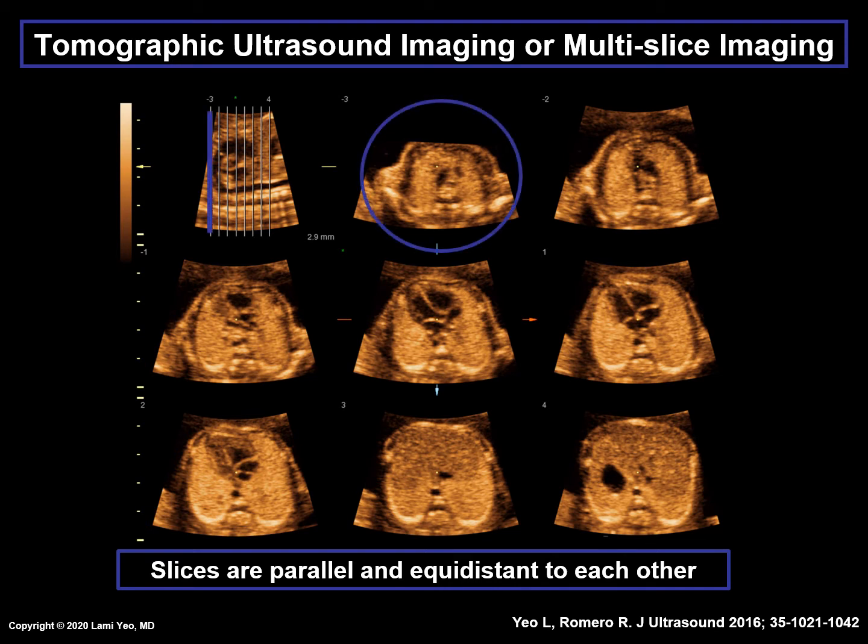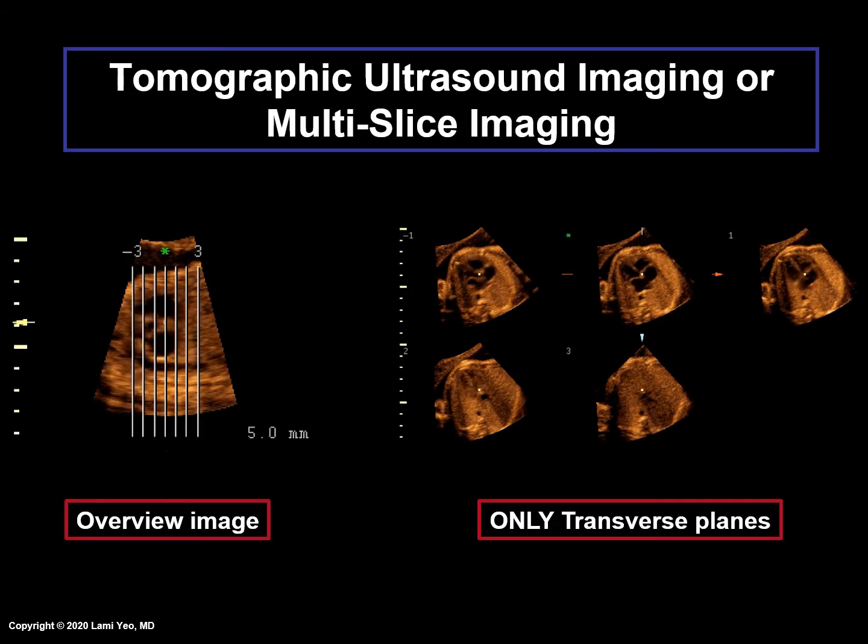This is the first slice, the second, and the third slice. However, FINE never generates fetal cardiac views that are parallel or equidistant to each other. In addition, because only a single overview image is equidistantly sliced, transverse and sagittal planes can never be shown at the same time by tomographic ultrasound imaging or multi-slice imaging. It can only be transverse or sagittal images.